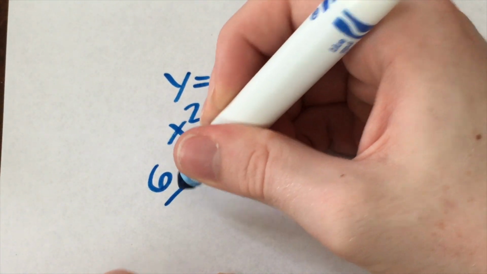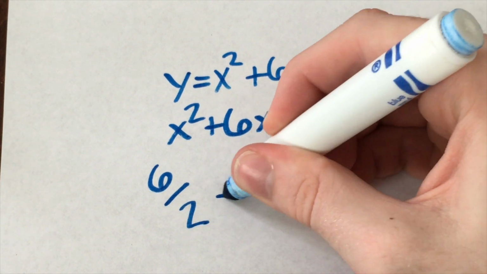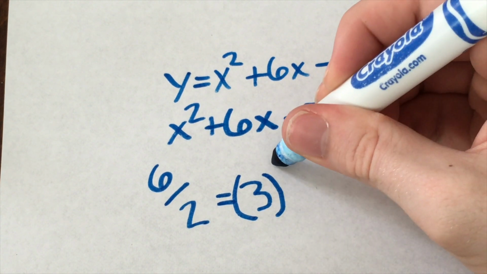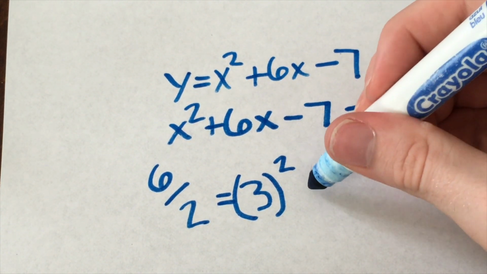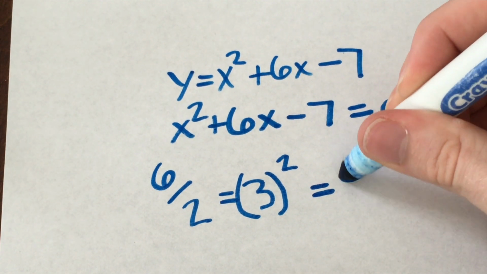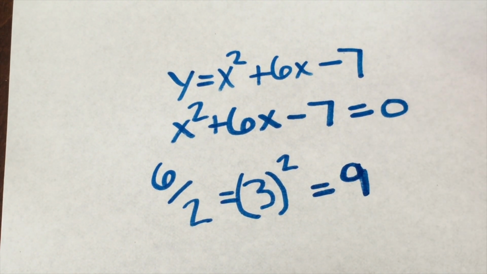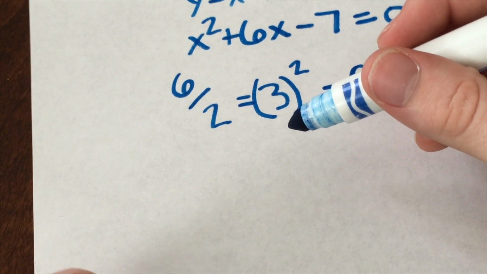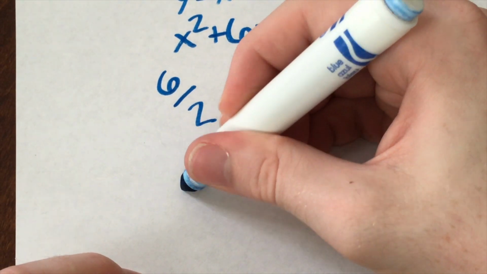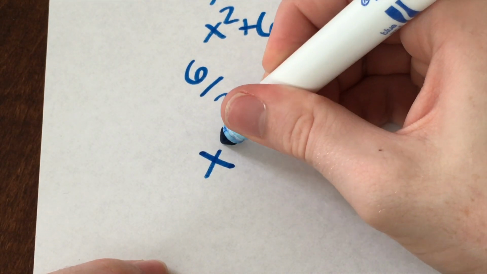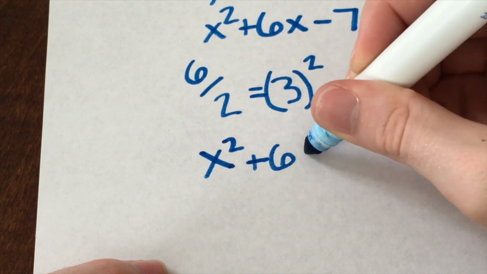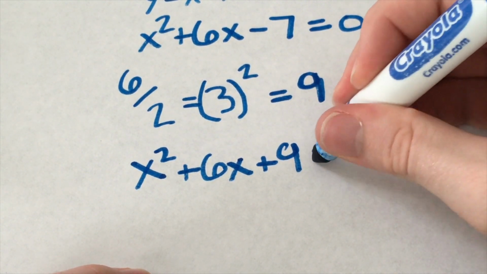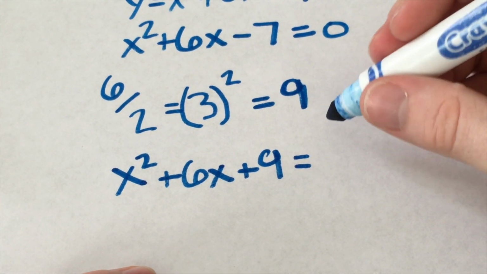Next, we're going to take half of the coefficient that is in front of x, and then square that resulting answer to get 9. We do this because we're trying to make the quadratic a perfect square. Next, we're going to rewrite the equation with the 9 added onto it, but we're also going to add 9 to the other side because you have to add to both sides.